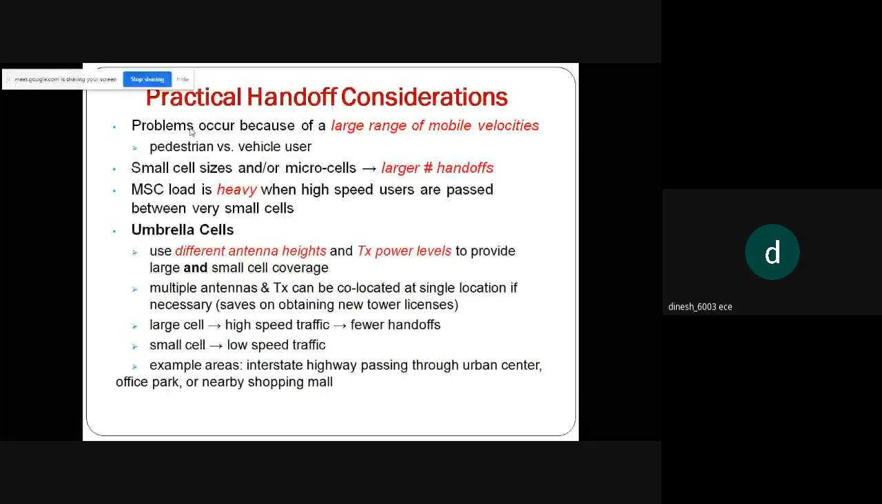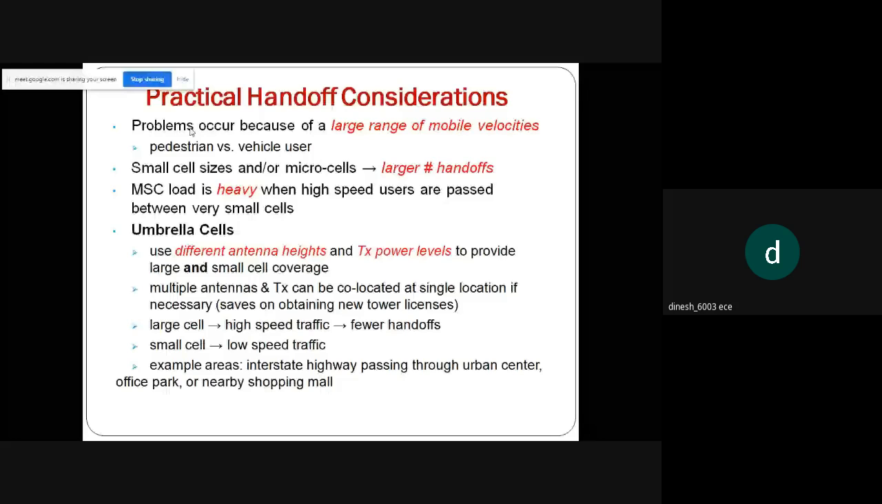Okay. And vehicle users, those who are moving in vehicles. Pedestrian. So depending upon this, the size of the small cell can be increased or decreased. The mobile switching center load is heavy, and high-speed users are passed between very small cells.